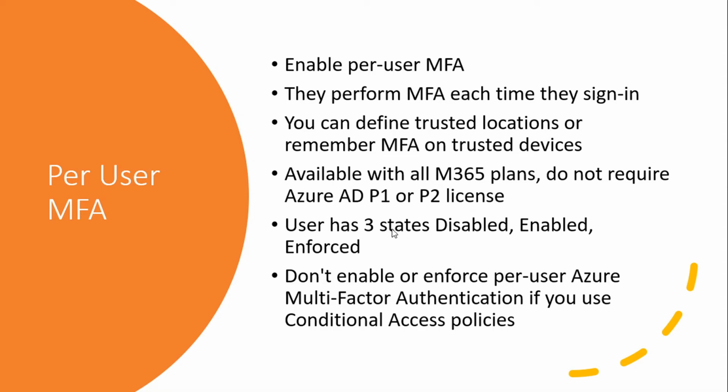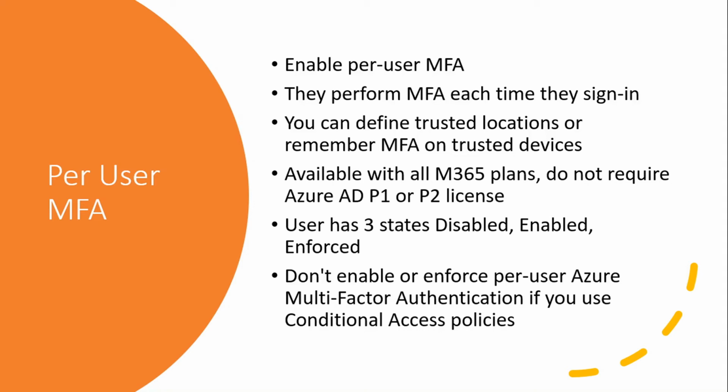In this per user MFA, a user will have three states: disabled, enabled, and enforced. When the state is disabled, it means that the user hasn't registered for Azure MFA authentication. In case of enabled, they are enrolled for MFA, but for legacy authentication they do not require an app password. So legacy authentication keeps on working as it is. But in case of enforced, they are enrolled, and for legacy authentication as well they require app passwords, because legacy authentication does not support MFA.